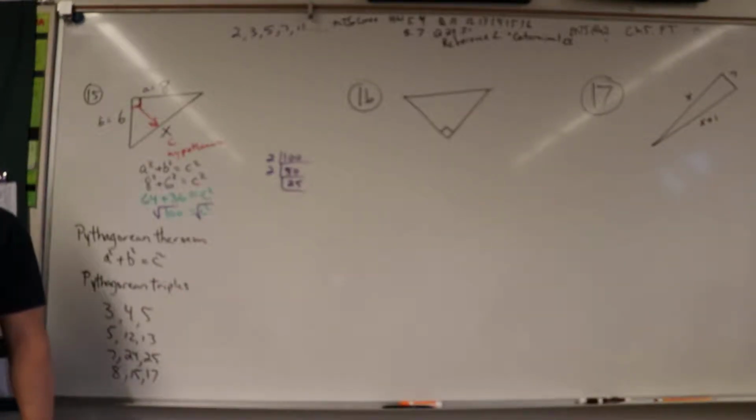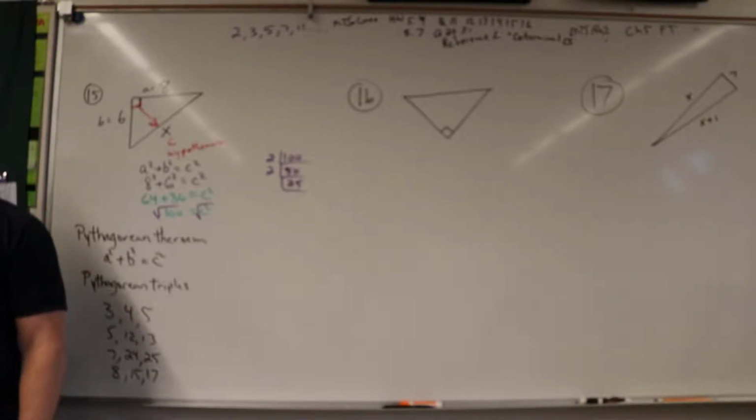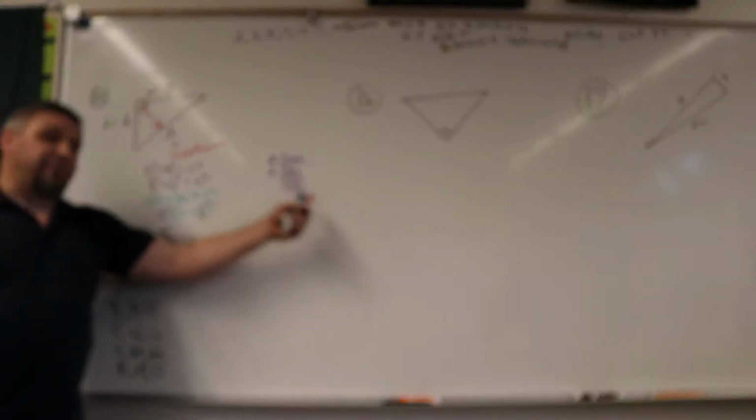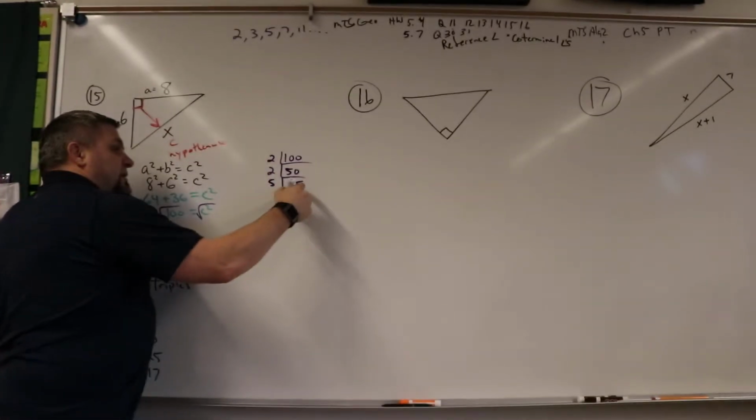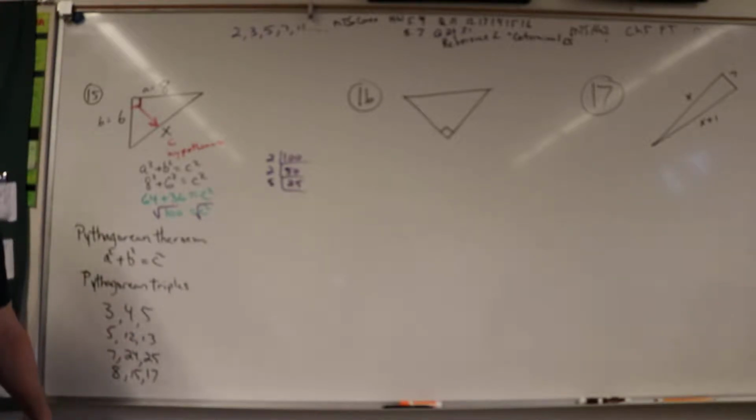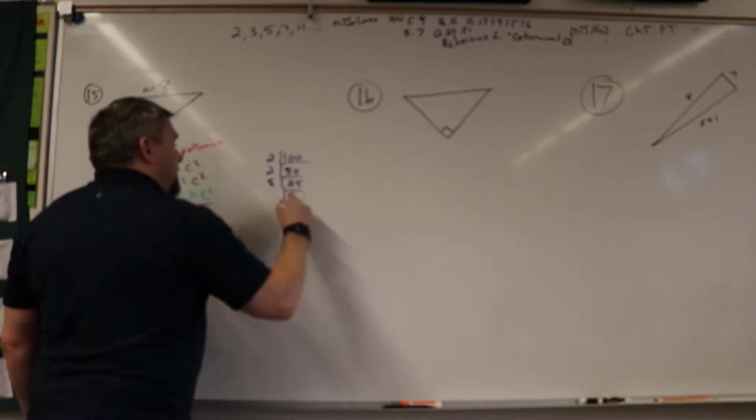Is 2 going into 25? No. Does 3? The trick with 3 is if the digits add up to a number divisible by 3. 2 plus 5 is 7. That's not divisible by 3, so 25 is not. But 5 is, because it ends in a 5 or a 0, and it goes in there 5 times.